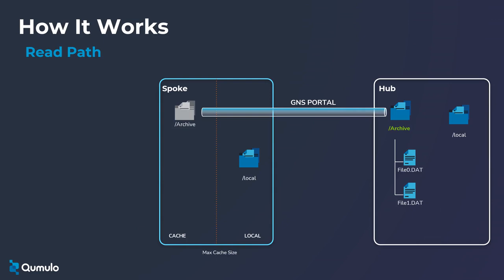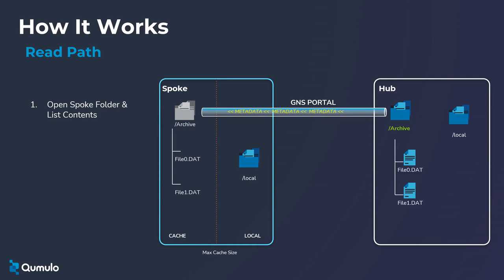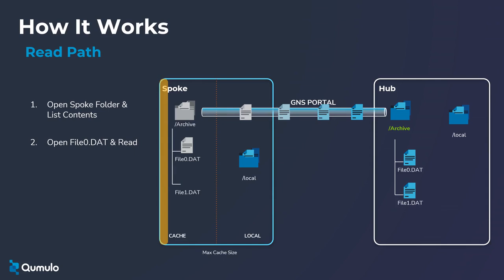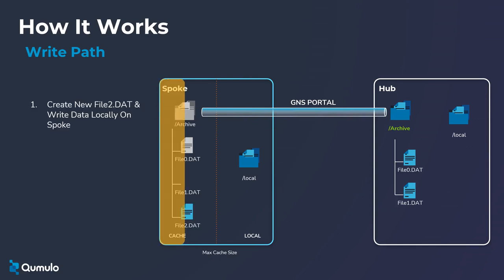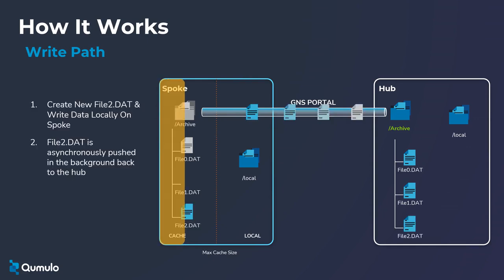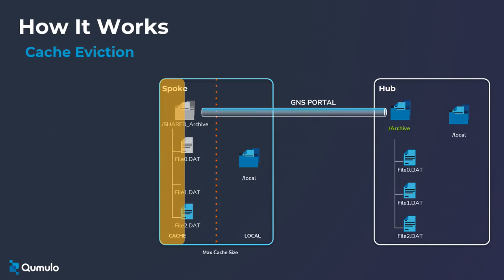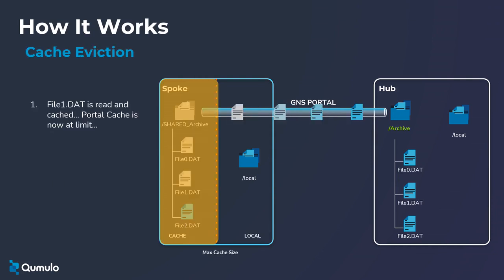So this is an example of how it works with the read path. We've got an archive folder on the hub shared out to the spoke, which has access to it. And then the metadata is instantly cached as soon as the portal is created on the spoke. And then as data gets requested, we'll pull it over and store it on that spoke cluster near the clients. And then as the cache starts to fill up, we'll actually prune that cache once it gets to a certain point, and we'll delete data that's least recently used.